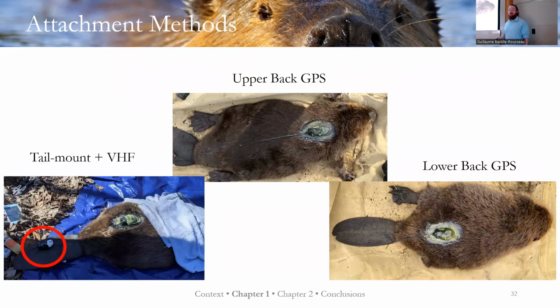And so the three different attachment methods that we were testing, we started out, we wanted to kind of follow suit with that traditional VHF attachment method since the retention time was so high. So we tried putting some GPS transmitters on the tail, and you'll notice that I also have a transmitter glued to the back. This is not a GPS, this was just a basic VHF transmitter. And we wanted to glue one of these on just so we could get a one-to-one comparison of the retention time between the two methods. And then we also had the upper back and lower back GPS mounts.